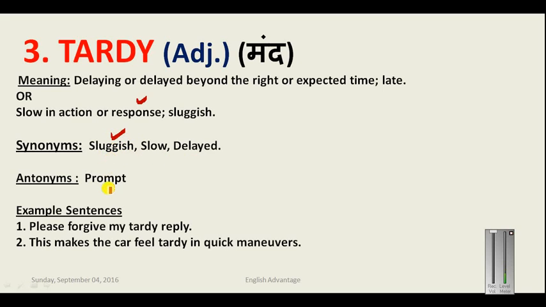Antonym. What is the antonym of this word tardy? The antonym will be prompt. If something is not sluggish, it is on right time, it is prompt or quick, you can say. So prompt will be the exact opposite of tardy. Now let us look at the example sentence.